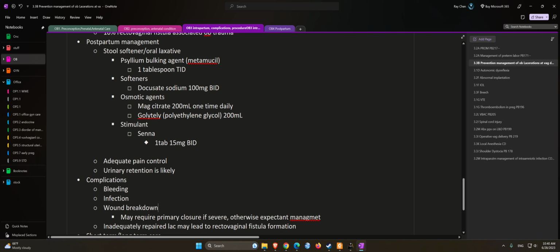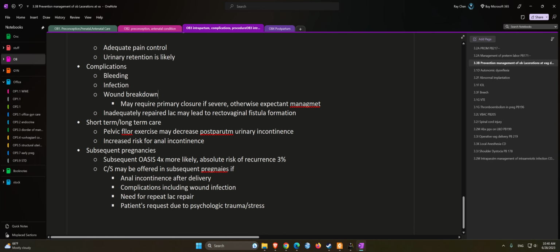Short-term and long-term care. Pelvic floor exercise may decrease postpartum urinary incontinence. These patients are at increased risk for anal incontinence.